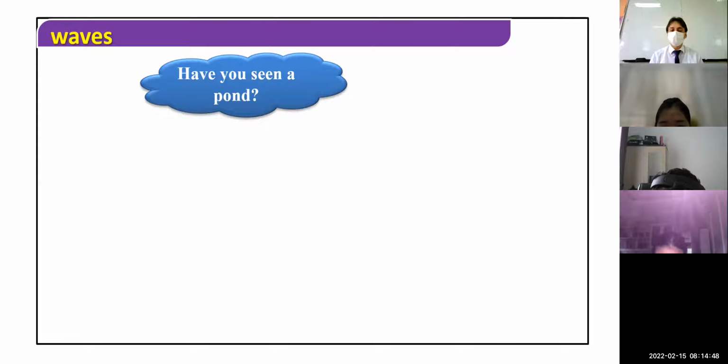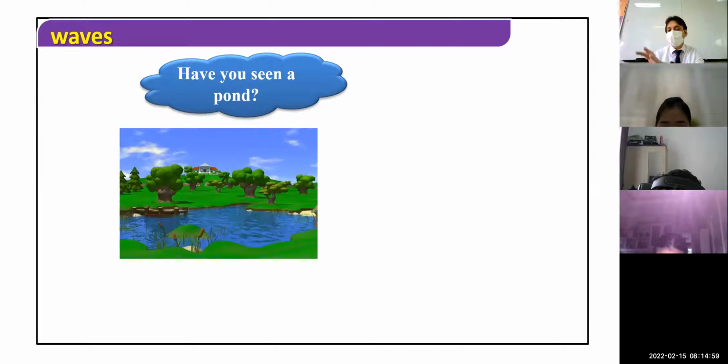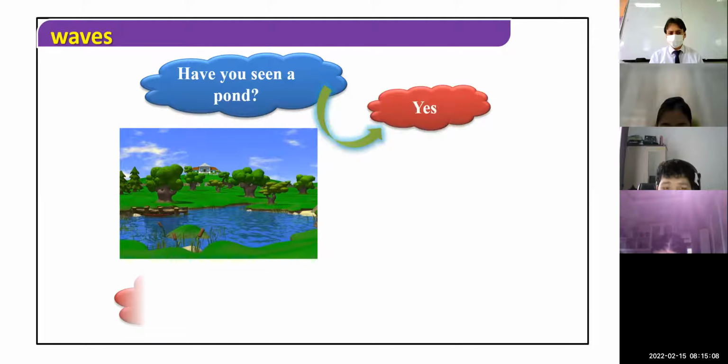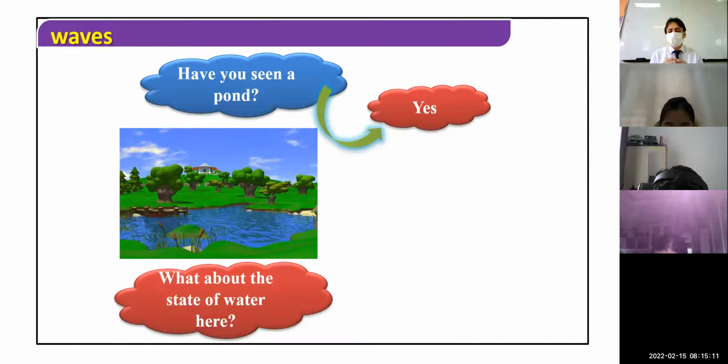A pond is a pond, and nowadays a swimming pool is a smart version of a pond. How does a pond look? Here you can see in this picture. One more question about this pond: what about the state of water here? State of water here, children. What does it mean?